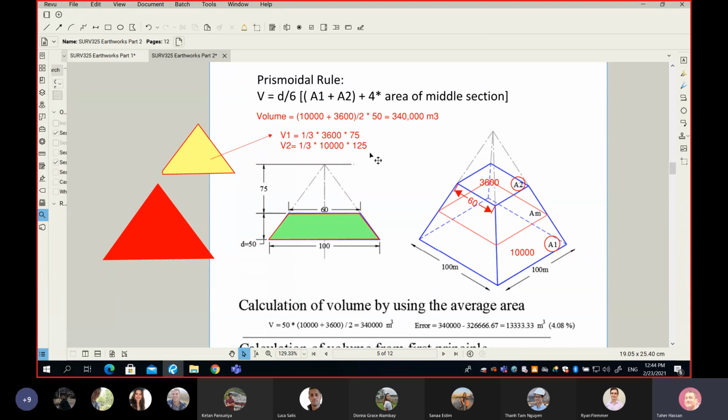So what happens here if you do V2 minus V1? I'm going to give you the results. V2 minus V1, which is the volume of the red minus the volume of the yellow, will be 326666 meter cube.